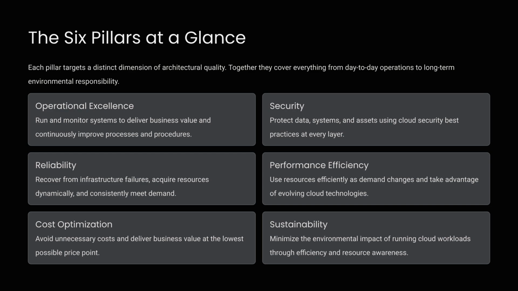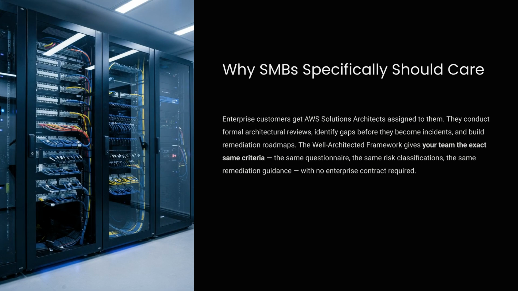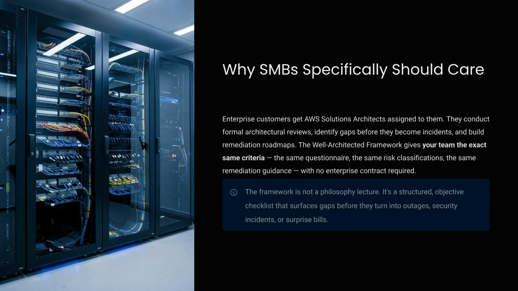They include operational excellence, security, reliability, performance efficiency, cost optimization, and sustainability. Together, they cover everything from day-to-day operations to long-term environmental responsibility. While enterprise customers have AWS solutions architects conduct formal reviews, the Well-Architected Framework gives your team the exact same criteria to identify and remediate gaps. This objective checklist surfaces gaps before they turn into outages, security incidents, or surprise bills without requiring an enterprise contract.